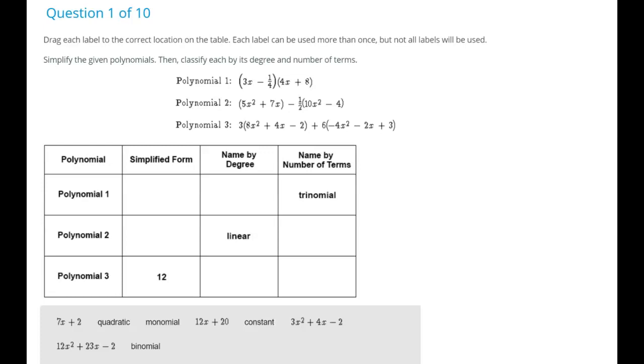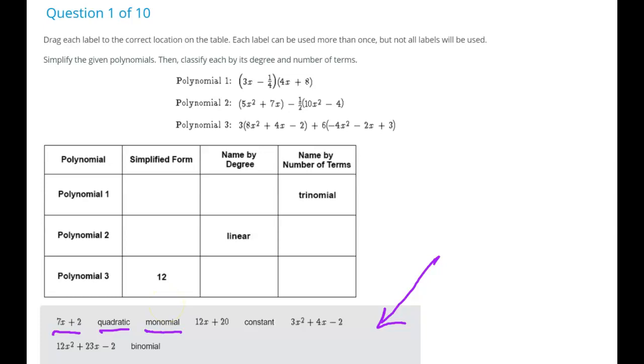So the first question says to drag each label to the correct location on the table. Each label can be used more than once, but not all labels will be used. This area right here is where all the labels are. So this would be a label: 7x plus 2, quadratic, monomial. You're going to drag these up here.